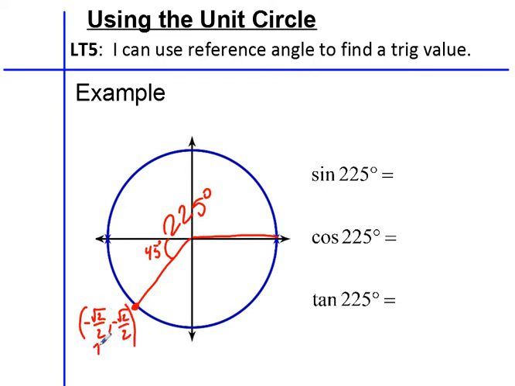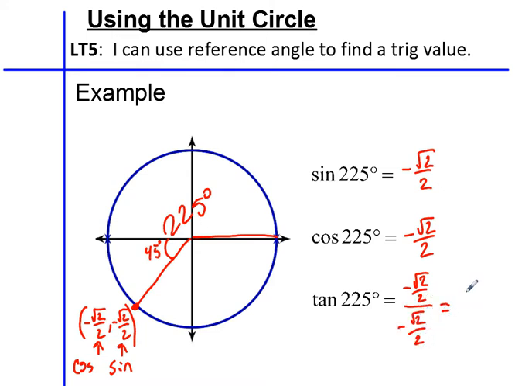Remember that the x's are my answer to cosine, and my y's are my answer to sine. So my answer to sine of 225 is the negative square root 2 over 2, which is the y. And for my cosine, it's also negative square root 2 over 2, which is my x. The tangent would be my opposite, which is square root 2 over 2, over a negative square root 2 over 2, which ends up equaling 1. These are my three answers.